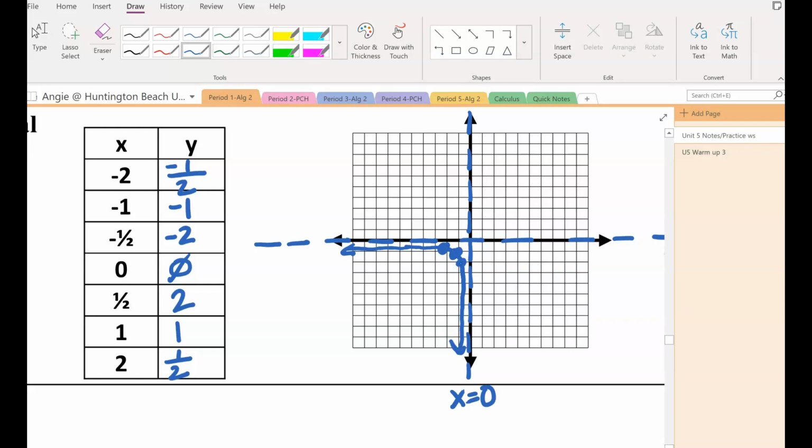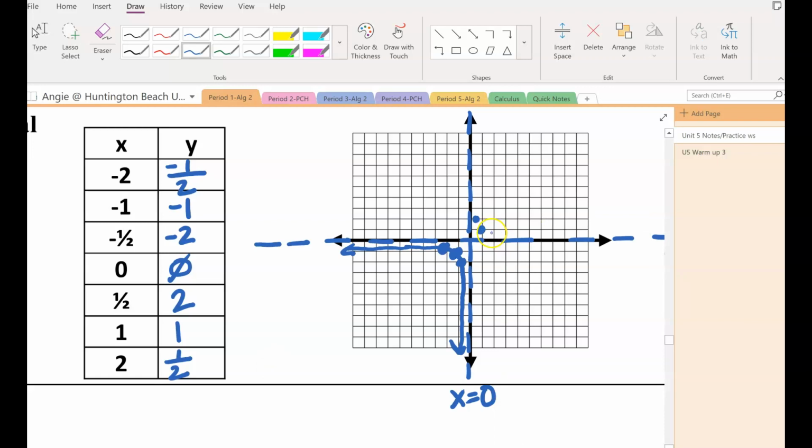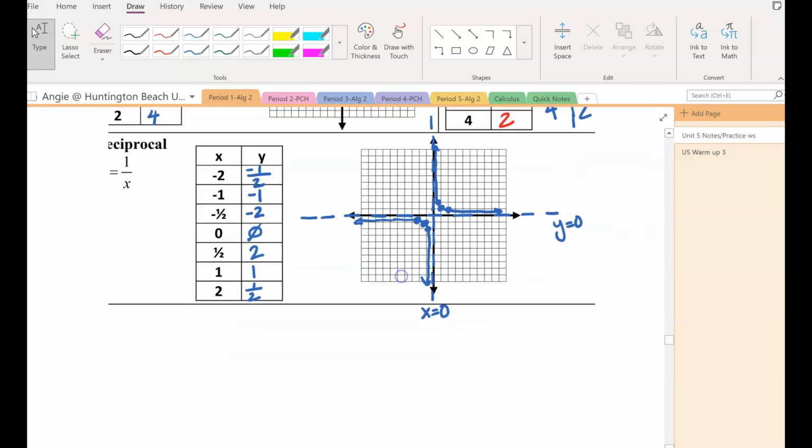Then on the right side, positive half, go up 2. 1 is 1. 2 is now a half. So now let's make this nice and smooth. Okay, so we have 2 sides. If you ever miss your dot, just make it bigger. All right, so those are all of the functions we have studied so far.